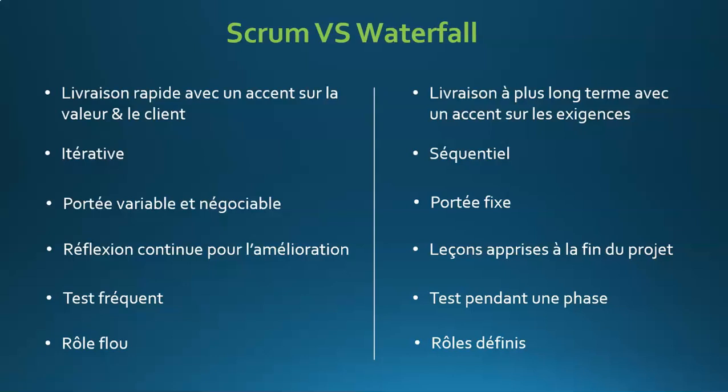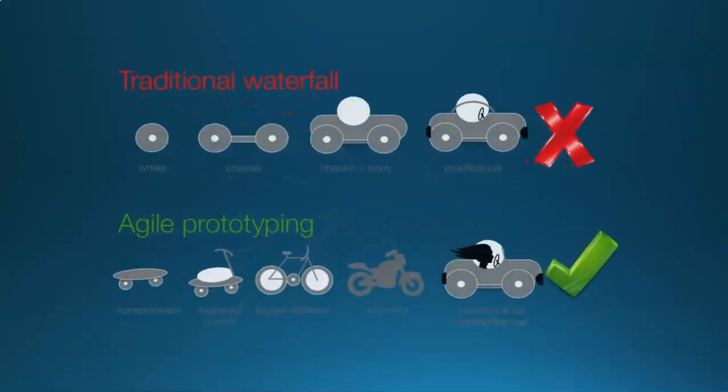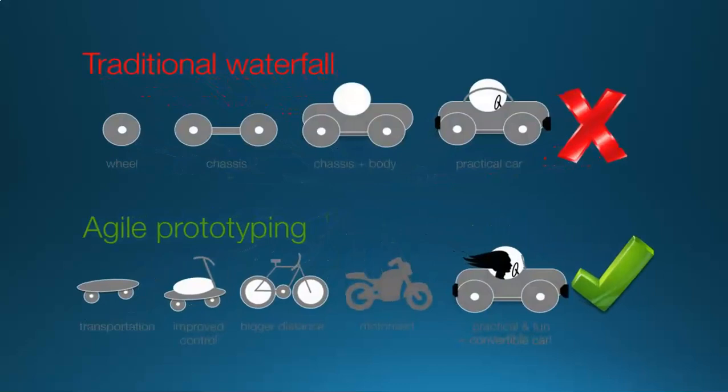That's it for the differences between these two methods, and I have found the image that illustrates everything I'm saying. On top is the waterfall model and on the bottom the agile model. We can imagine that a customer asked to move from point A to point B, and in both methods we will propose a car. The only difference will be in the how.